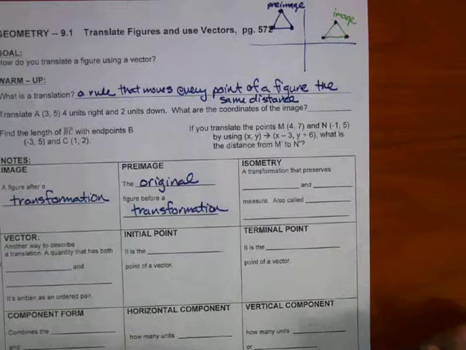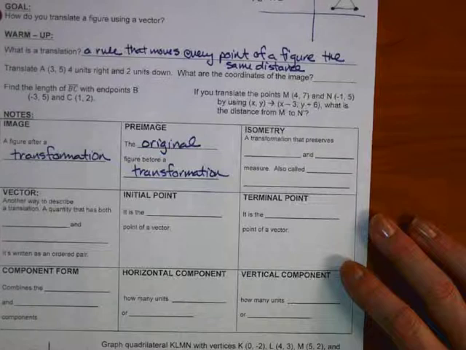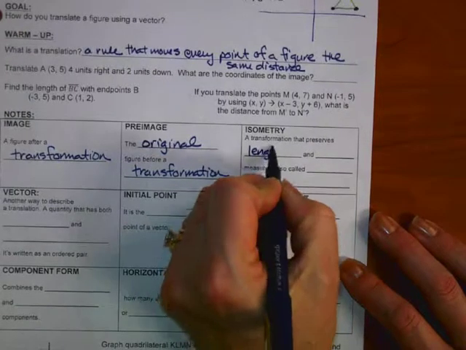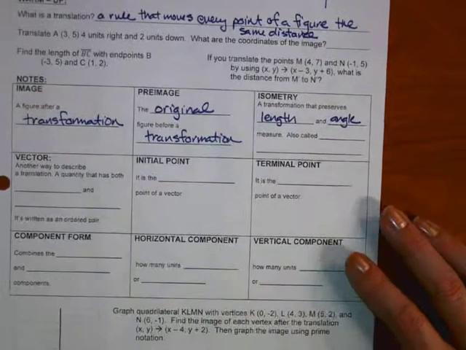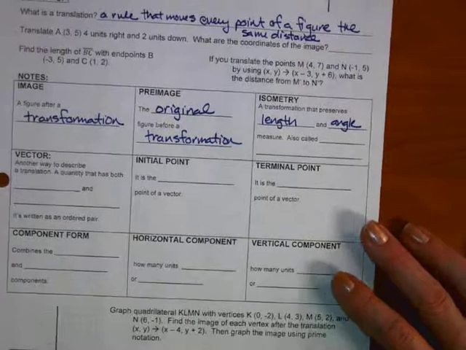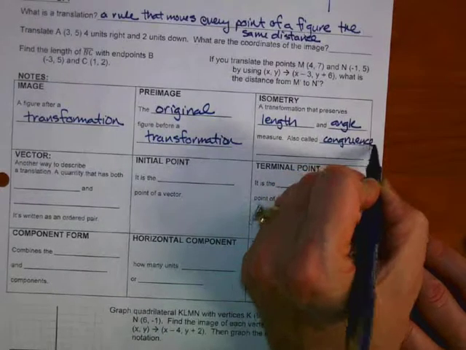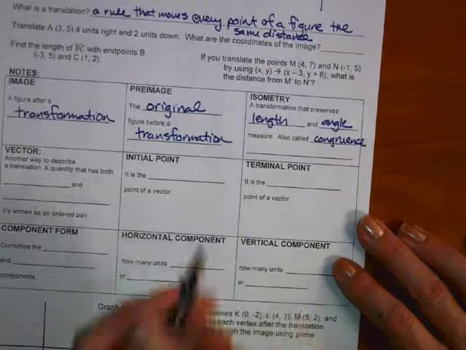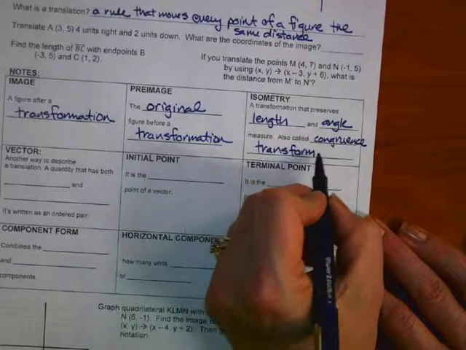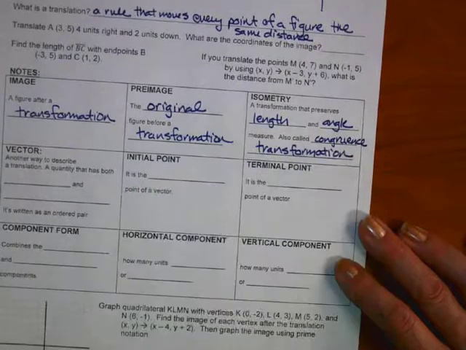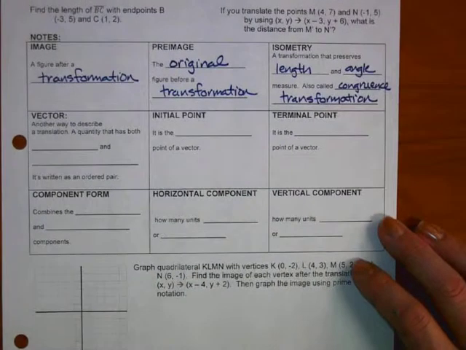All right, isometry is a transformation that preserves the length and angle measure. Yes, it rhymes with geometry. Isometry. Also called the congruence transformation because nothing changes but the place it's sitting. The size and the shape don't change. Isometric is another word. Have you heard that before? Isometric. It's also called the congruence transformation.